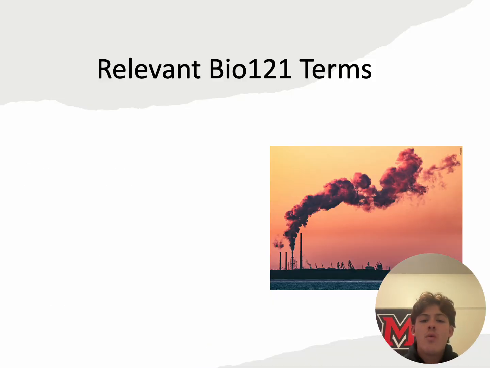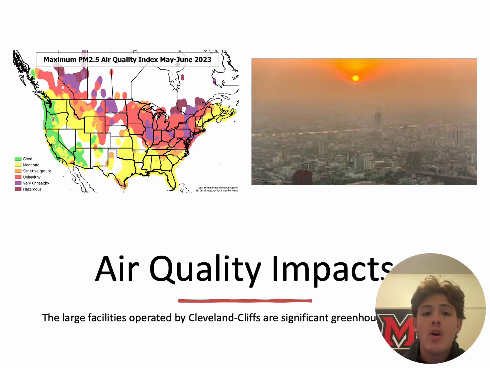Here are a few relevant Bio 121 terms. Point source pollution comes directly from smokestacks, while non-point source pollution includes things like runoff. Bioaccumulation means that there is a buildup in organisms, while biomagnification increases toxic levels at higher trophic levels in the food chain. Right here, I'll be talking about the air quality impacts.